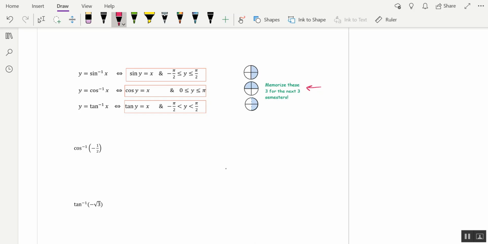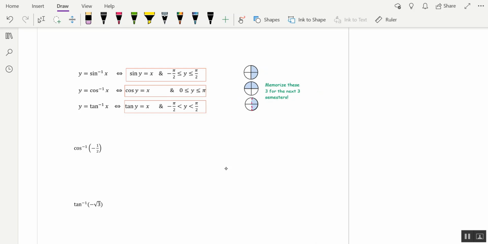Like the range for sine inverse has to be an angle between negative pi over 2, that's down here, and pi over 2, which is up here. For cosine inverse, you have to be between 0 and pi. That's up here. And tangent inverse is pretty easy because it's just like sine inverse, except you don't include the two endpoints, negative pi over 2 and pi over 2. So here's how I approach an inverse trig problem.